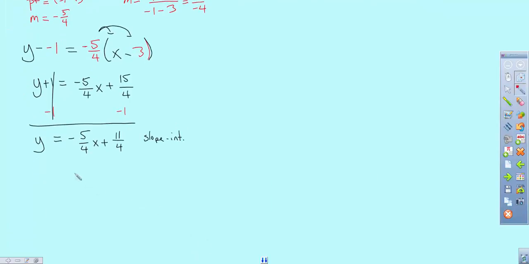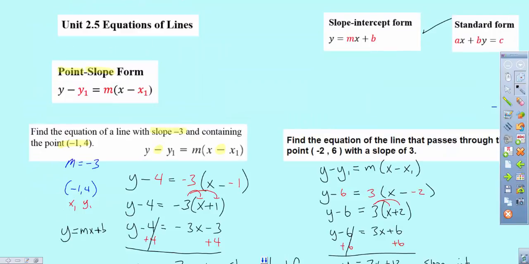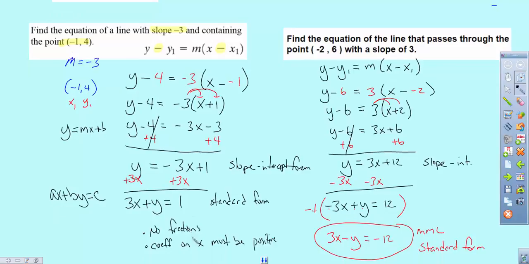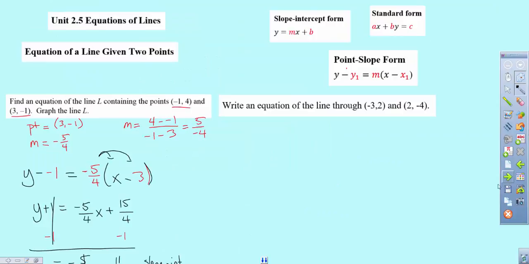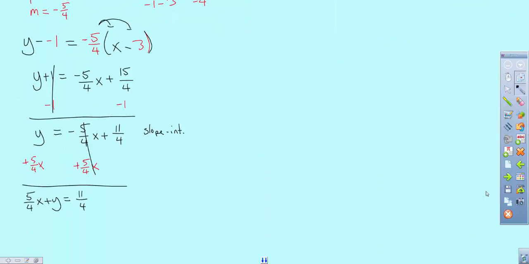Just in case, let's go ahead and put that thing in standard form. So to put it in standard form, that means we're going to move all of our x's to one side. So we add 5 fourths x. So now we have 5 over 4 x plus y is equal to, those cancel, 11 over 4. But remember, when we're doing standard form, they don't want any fractions and they don't want a coefficient to be negative in the front there. So in this case our coefficient out in front is a fraction. So we need to go ahead and clear our fractions by multiplying everybody by 4.